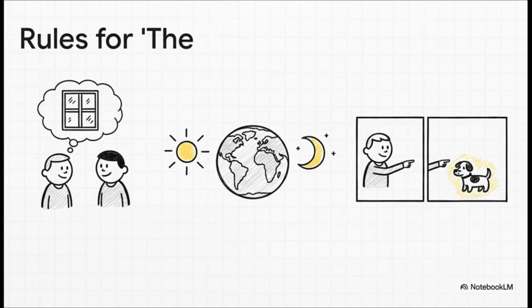First, when you and the person you're talking to both know exactly which one you mean. Like, could you please open the window? We both know which window. Second, when there's only one of that thing in the whole world, like the sun or the moon. And third, you use it when you've already talked about the thing before. Like, I saw a dog today. The dog was really cute.